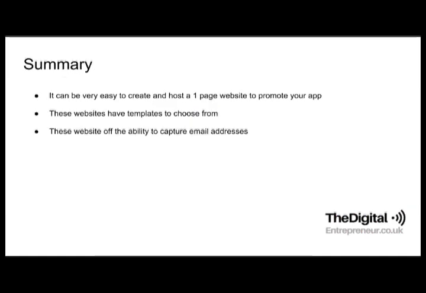So in summary, it can be very easy to create a one-page website to promote your app, and it only takes a couple of minutes to create a fairly impressive landing page using tools such as LaunchRock and Unbounce. These websites give you a range of different templates to choose from to determine which one is best for marketing your app. And these websites have the ability to capture email addresses and analytics.